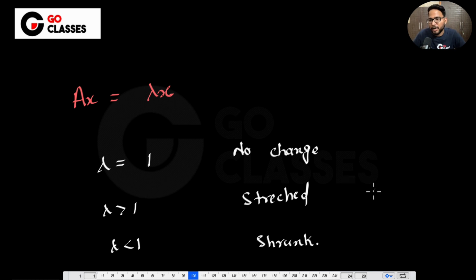If the earlier vector is like this, and lambda is less than 1, then maybe Ax is just like this. It might get shrunk. Lambda could be 0 also, it's not an issue. If lambda equals 0, this is a special case, then it is shrunk down to 0. Eigenvalues could be 0 also, it's not an issue.